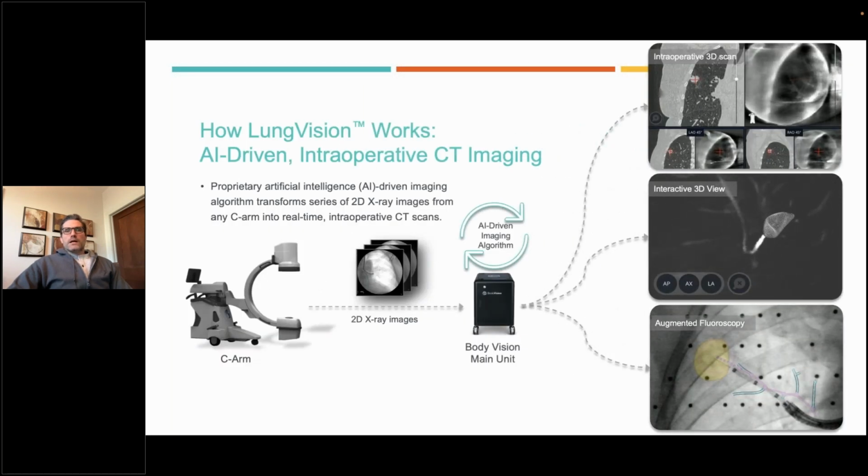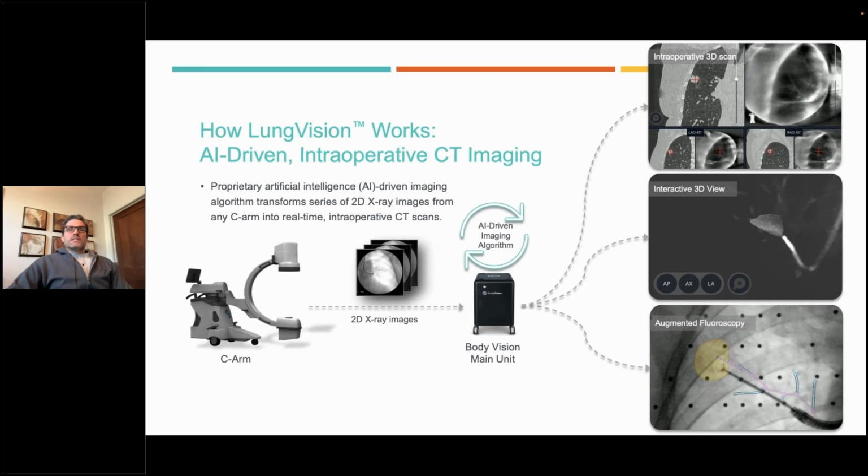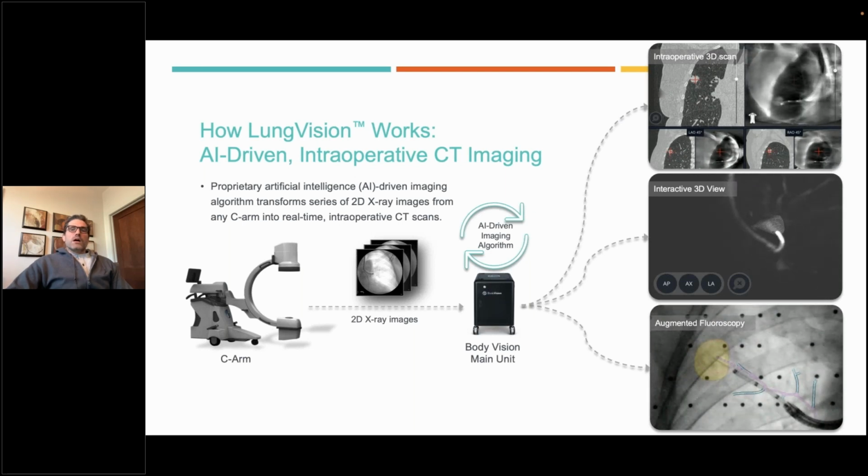How does it work? Again, it's AI-driven intraoperative CT imaging. It's proprietary. They're not going to tell me exactly how it works, but with any C-arm, it takes a whole series of 2D images across the entire arc of the C-arm, and it's able to then, with computational analysis, derive a 3D image of the anatomy inside of the lung.